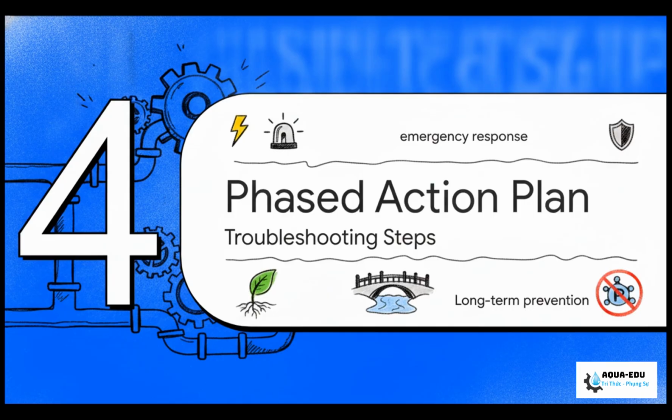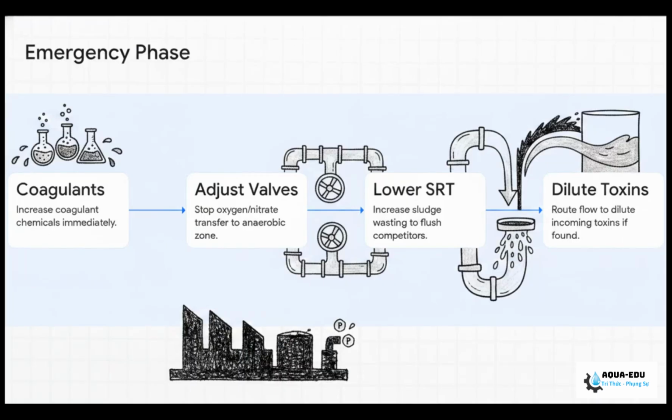All right, part 4, phased troubleshooting action plan. We've got our diagnosis, brothers. Now, let's roll up our sleeves. We're breaking this down into an emergency response, short-term stabilization, and long-term prevention. Okay, the clock is ticking.